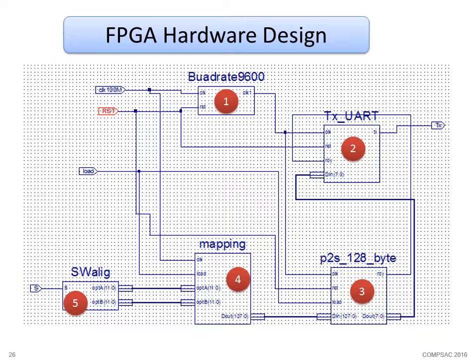Last block is the Smith-Waterman alignment. It is the main block in our design, which does the Smith-Waterman algorithm calculation, as we explained before, in a parallel process. It takes the input sequences, and the final alignment result is transmitted from the FPGA to the PC.